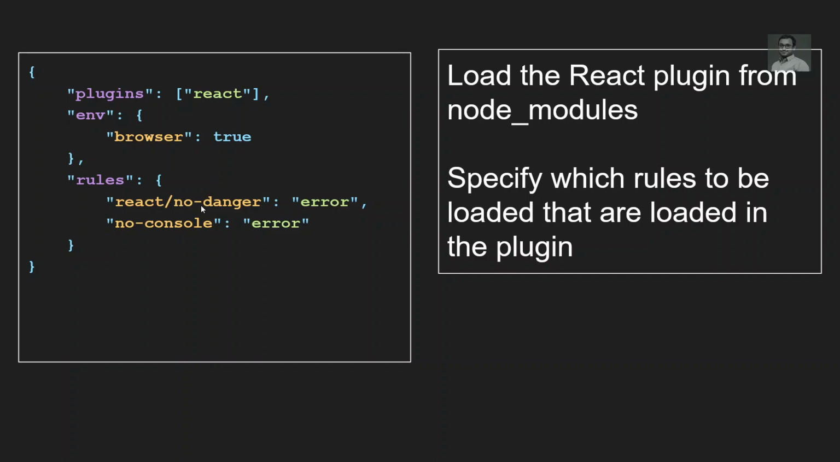So react/no-danger means we are loading this no-danger custom rule from the React plugin. no-console is already provided by default by ESLint, but react/ means the plugin name slash the custom rule provided in the plugin. Okay, so that is the main difference between the plugin and the config.